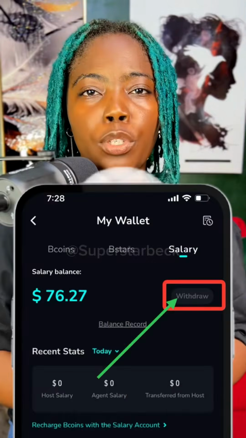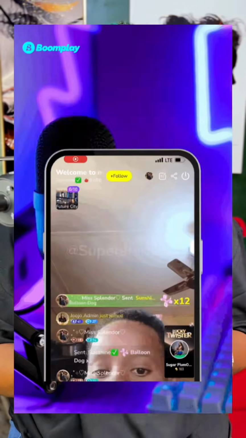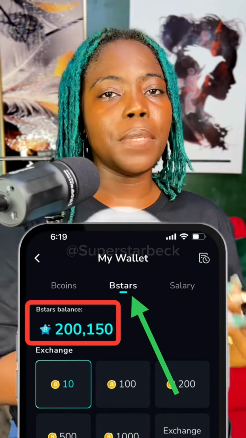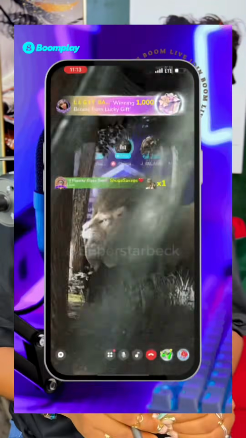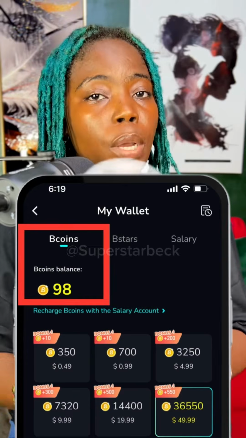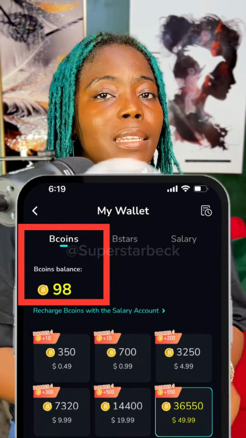And this is how you withdraw your money on BoomPlay. If you start getting gifts on Boom, those gifts are calculated in B stars, because those people that are gifting you are gifting you in B coins. The coins that they buy and gift you turn into B stars. Yes, so those B stars are going to be in your account.